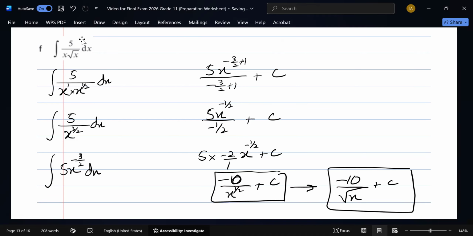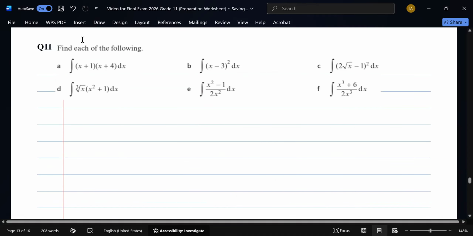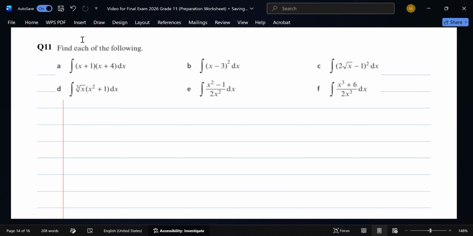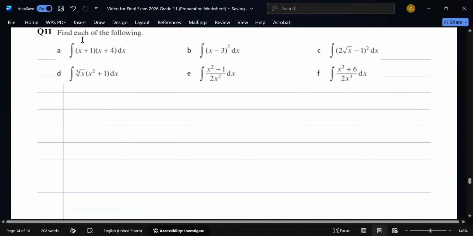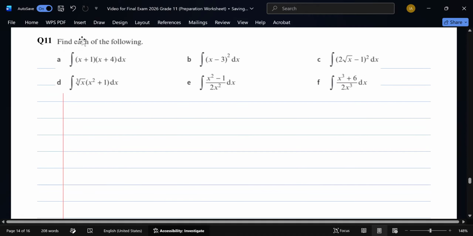Okay, now we move on to the integration again, with some complex questions. As you can see, we found two brackets and both are multiplying each other. Yes, very good. First thing first, we break the brackets. Yes, expand the brackets first.